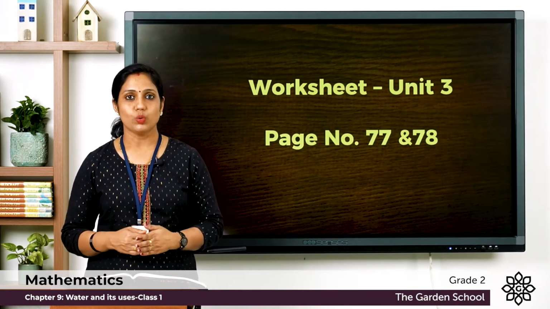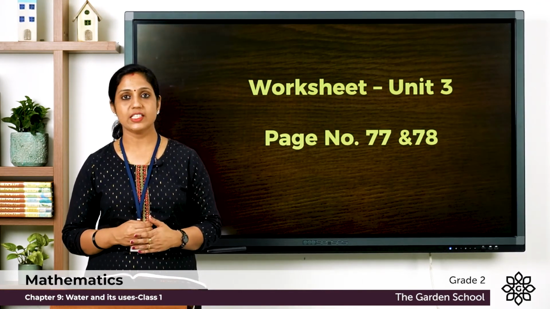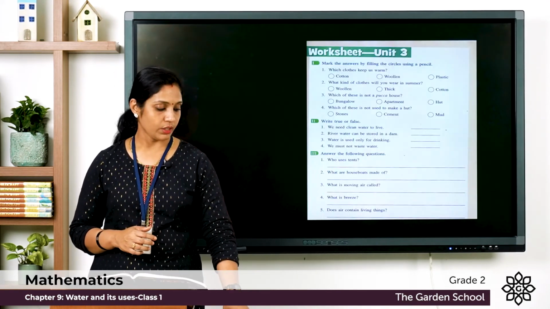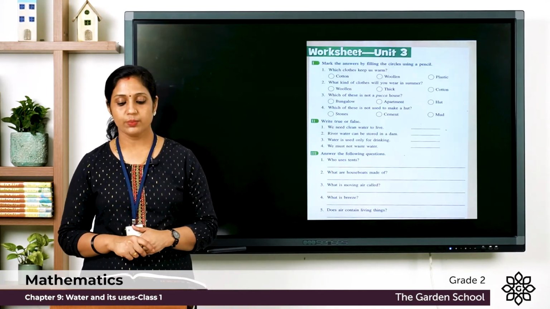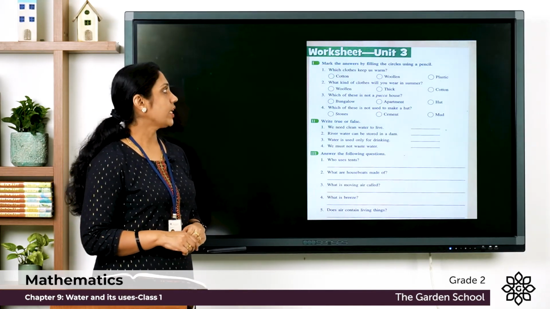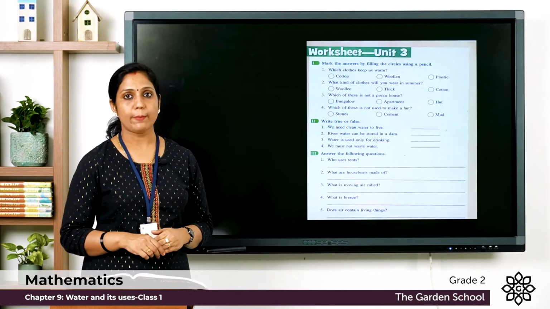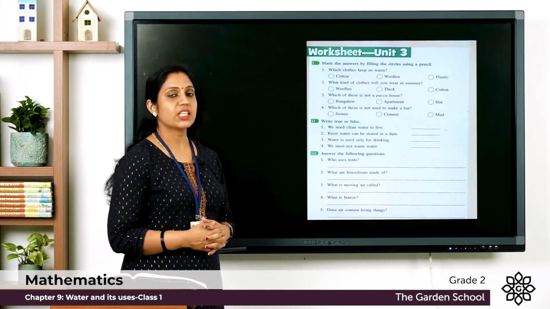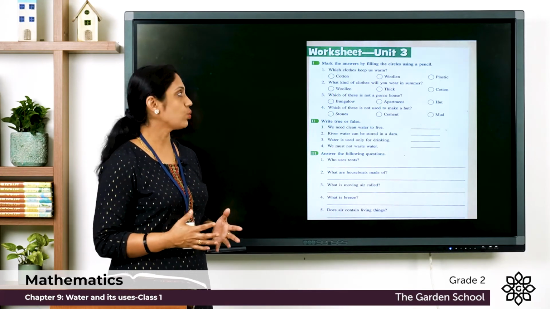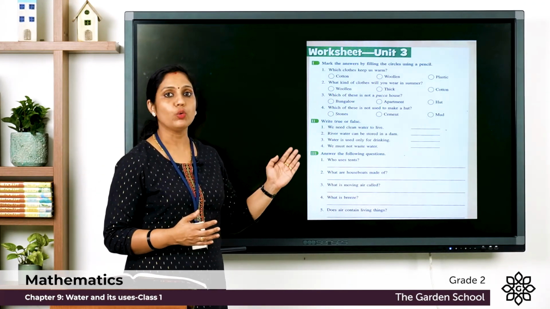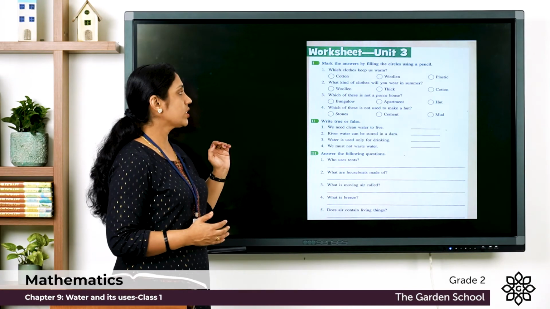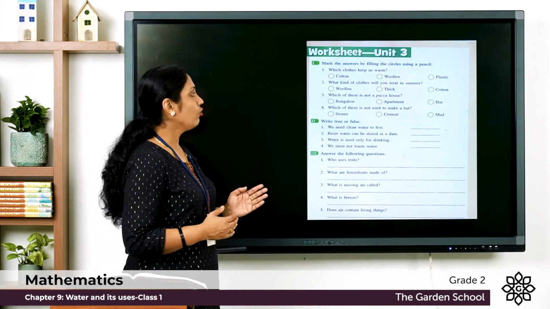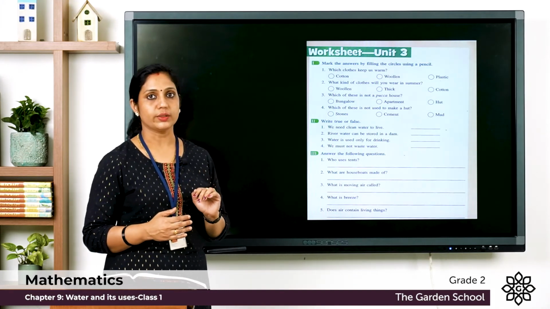Now let's move on to a worksheet, page number 77 and 78. So this is a worksheet for unit 3. So let's see the questions there. First one, mark the answers by filling the circles using a pencil. Let's look at the first question. Which clothes keep us warm? The options are cotton, wool and plastic. Second question, what kind of clothes will you wear in summer? The options, woolen, thick, cotton.